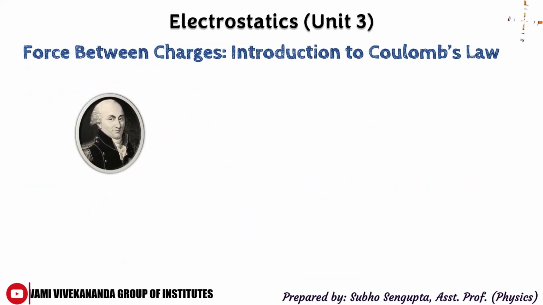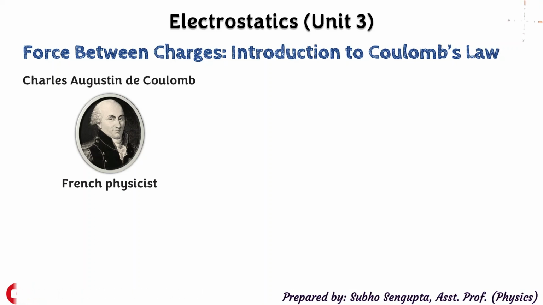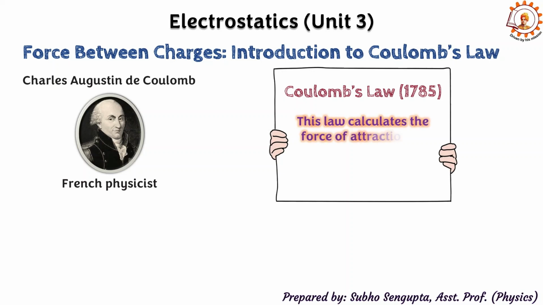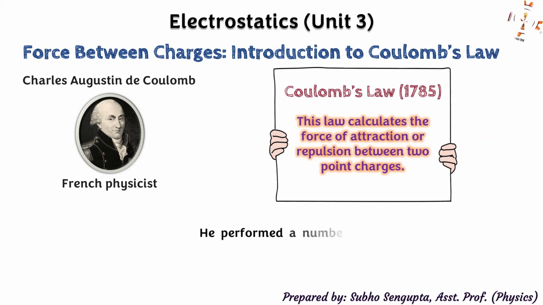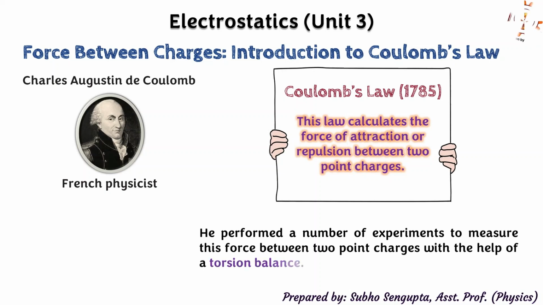The famous French physicist Charles-Augustin de Coulomb first successfully calculated the repulsive force between like charges and the attractive force between unlike charges. In 1785 AD, he put forward his famous law, which we call Coulomb's law. Now the question is, what does this law do? Well, it calculates the force of attraction or repulsion between 2 point charges. He performed several experiments to measure this force with the help of a torsion balance. Remember, a torsion balance is an instrument to measure very weak forces.